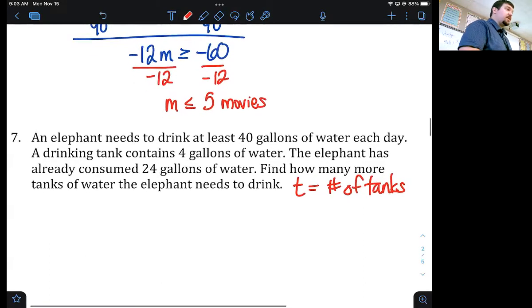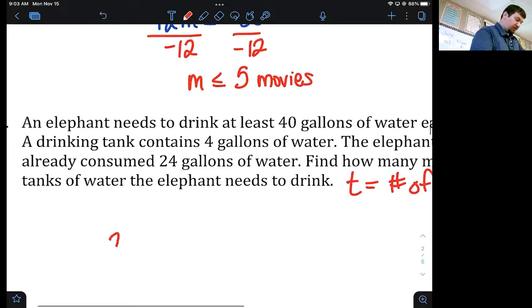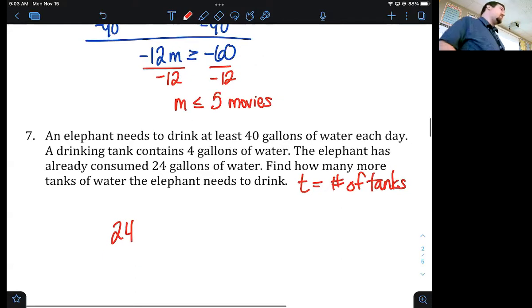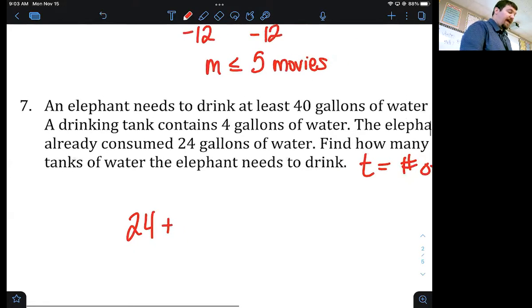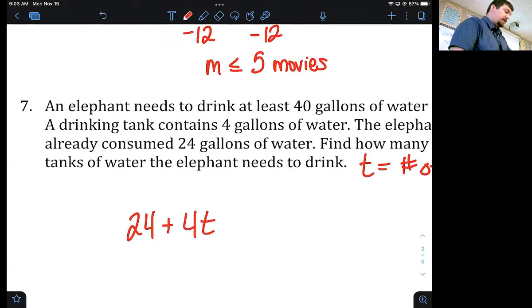Okay. So as we've done, where are we currently at right now? Not 40, that's what we need to be. 40 is where we need to be. We're at 24. The elephant drank 24 currently, so we can start with 24. Are we going to add or subtract to that water amount? Add. It's going to go up, right? They're going to drink more water. They're going to drink 4 gallons in every single tank they drink, right? So 4T, 4 gallons per tank, until they get to at least 40.